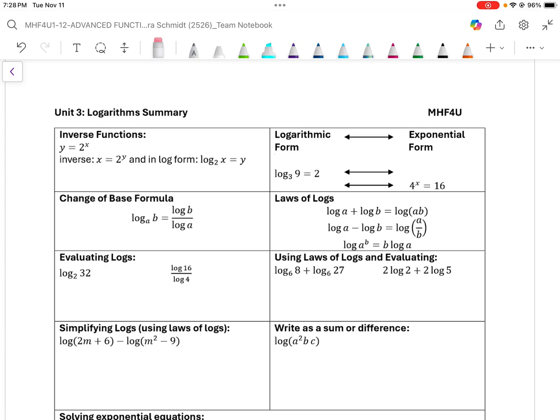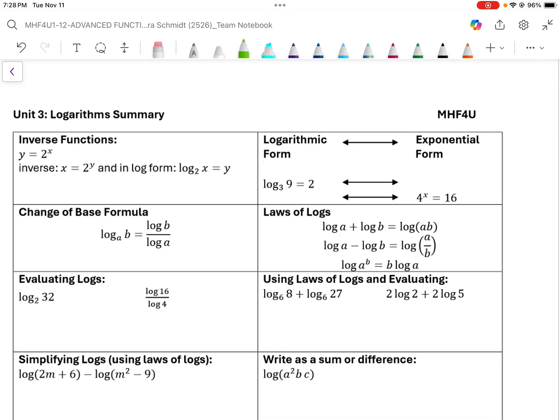Hey guys, this is just a log summary from the sheet that I handed out today.